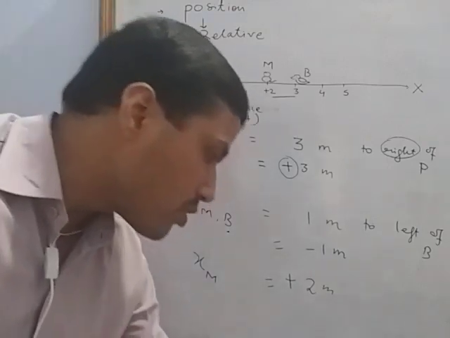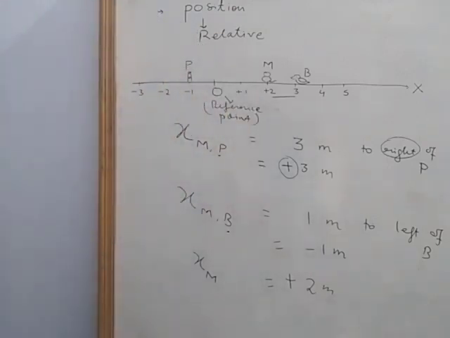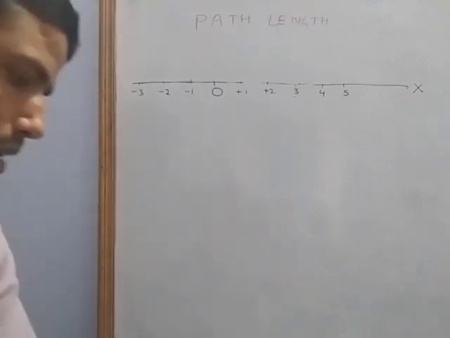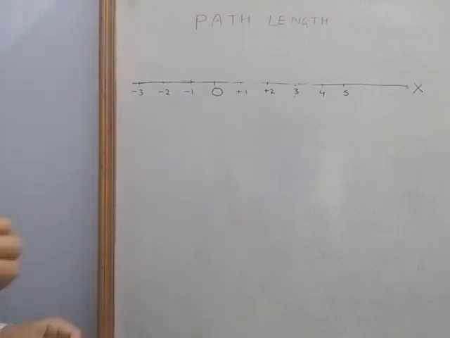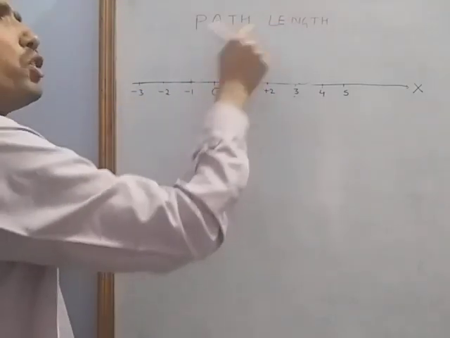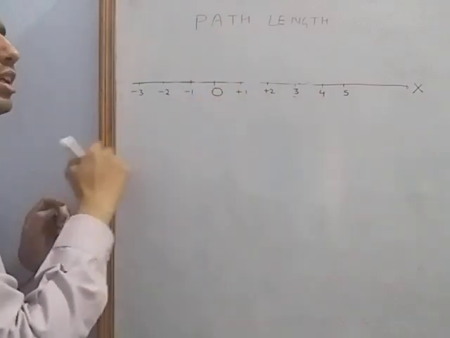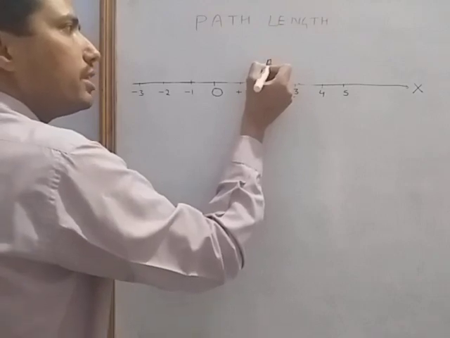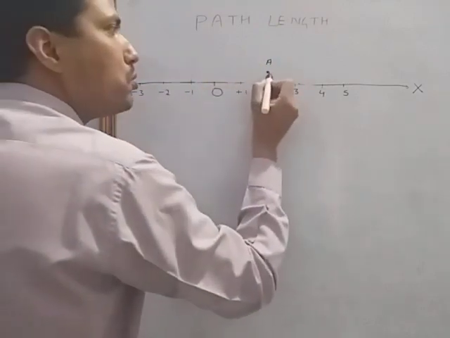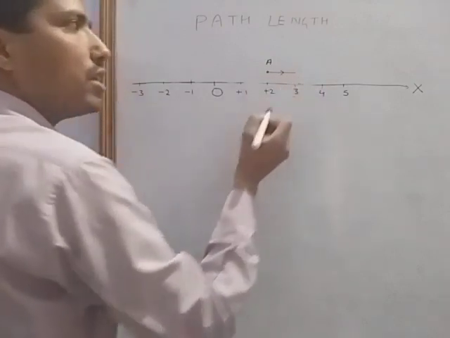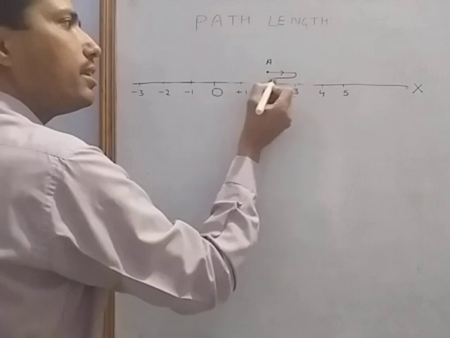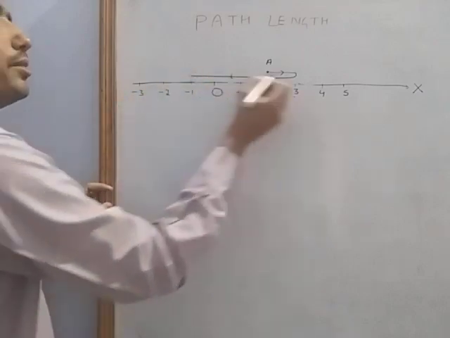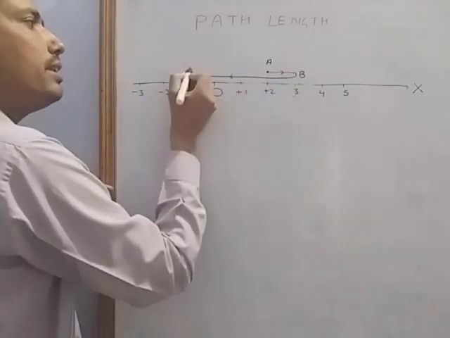After position, the next concept that I will discuss is path length or distance. The next concept, as I told, is path length. As the name suggests, this is nothing but the length of the path which is travelled by a body. Suppose there is a person who starts from this point, I'll call it A, and moves to the right by 1 unit, turns back, moves to the left to this point and stops there. I'll choose these points as B and C.